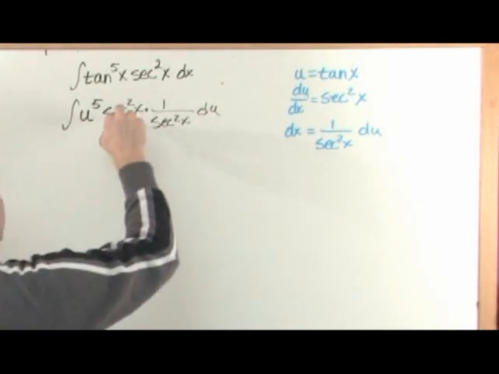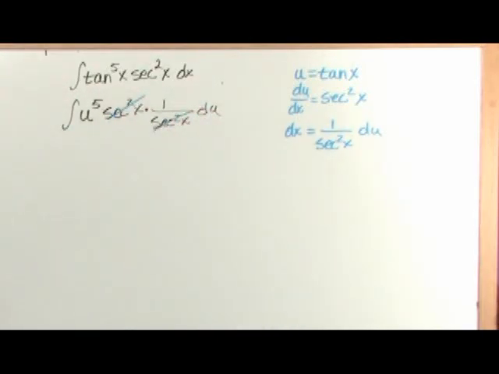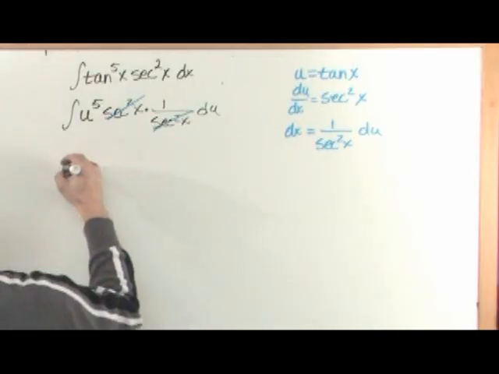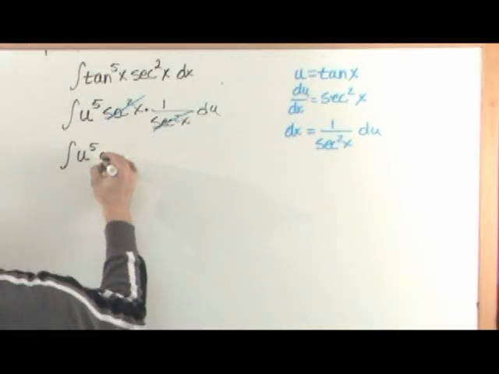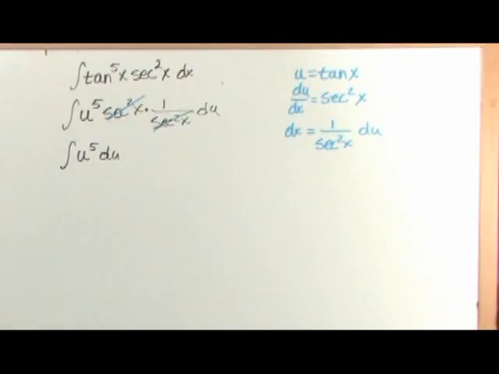Okay? Obviously, you see why we did it. We did it because we wanted to cancel. So what you have is the integral of u to the 5th power du. Now that's a simple integral. I mean, we did a good job of simplifying that.